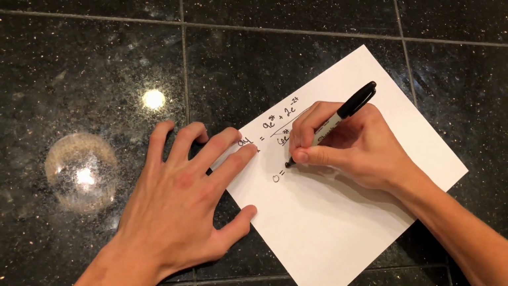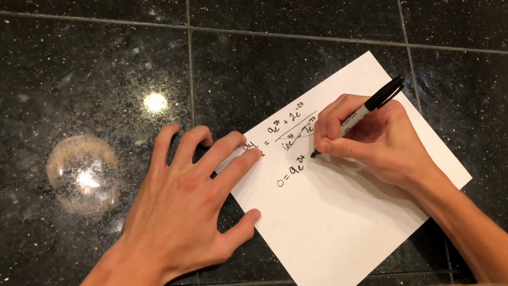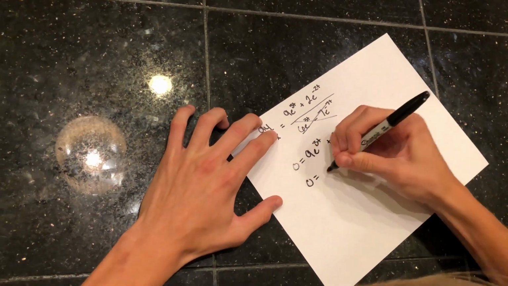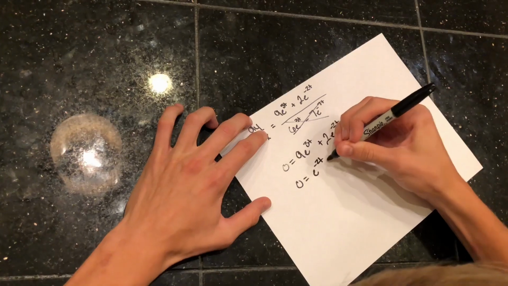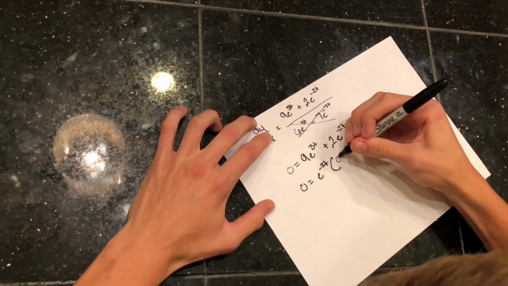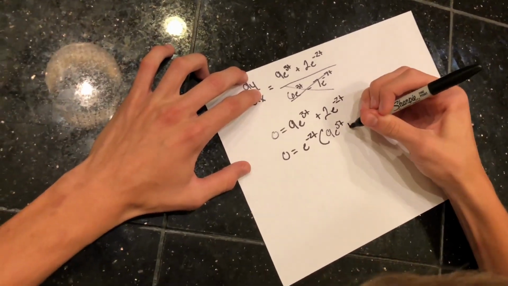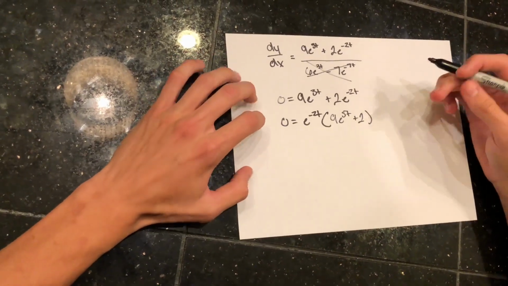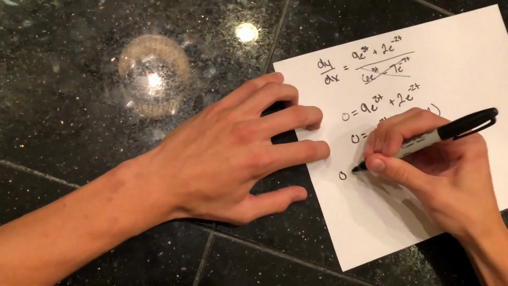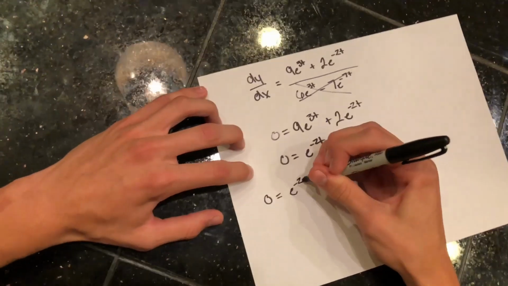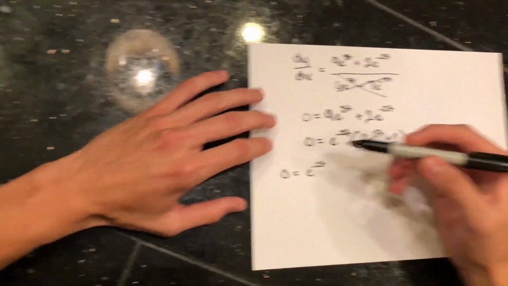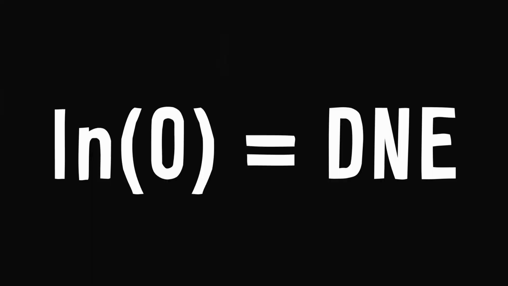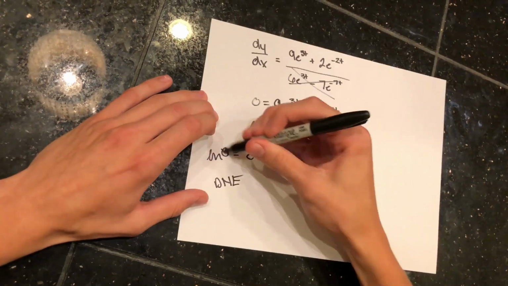And when we set the numerator equal to 0, we can factor out a GCF. And that GCF is e to the negative 2t. So when we factor that out, we are left with 9e to the 5t plus 2 inside the parentheses. And now we can set each part equal to 0. So when we set 0 equal to e to the negative 2t, we must take the natural log of both sides. However, the natural log of 0 does not exist. So this is not an answer.